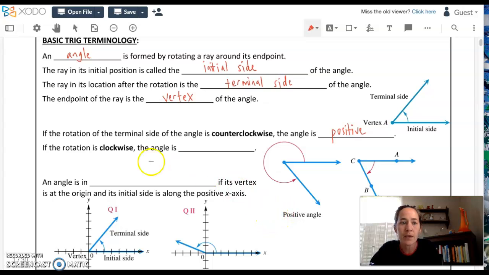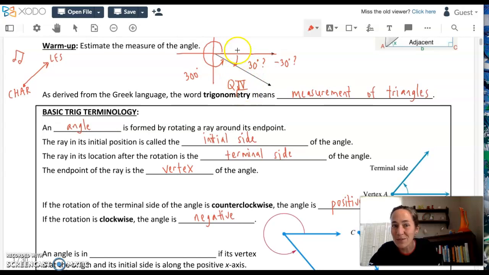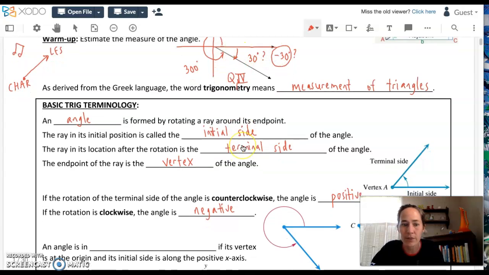If the rotation is clockwise, like the second picture here, angle ACB, the angle would have a negative measure. So the angle is considered negative. That's why up in this picture, when I was estimating maybe 30 degrees, if I draw the arrow of rotation so that it's clockwise, I'm best picking negative 30 degrees if I'm going that way.